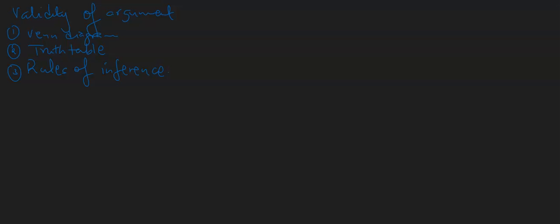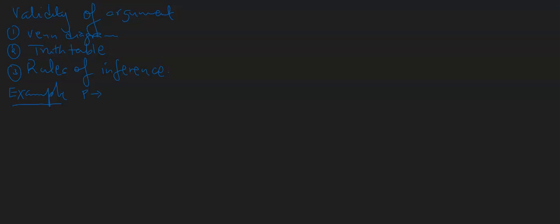For today, we shall look at the truth table, how to use the truth table, and how to use the rules of inference to test whether an argument is valid or not valid. We shall take one example. Let's say, for example, consider the statement.